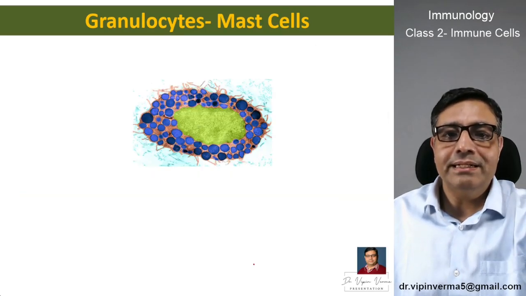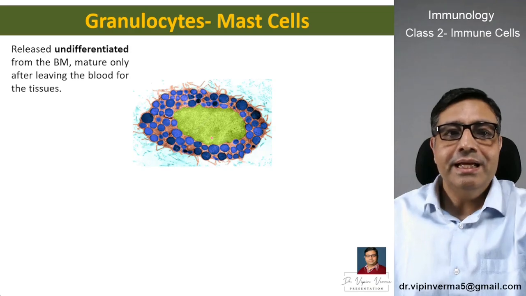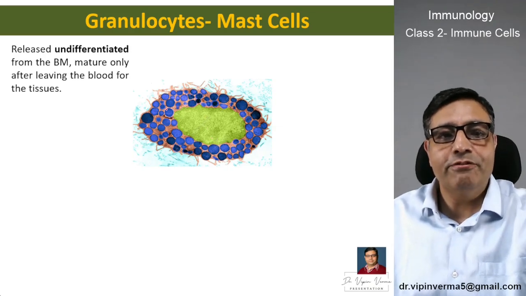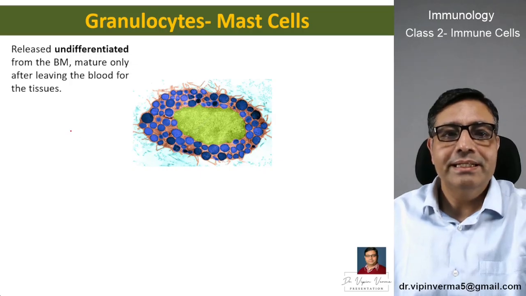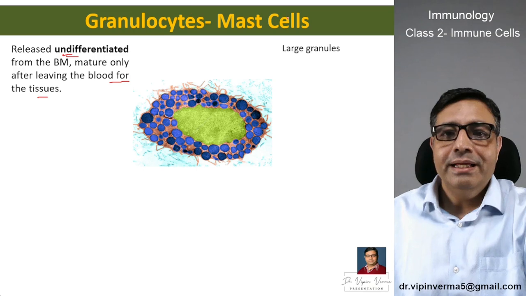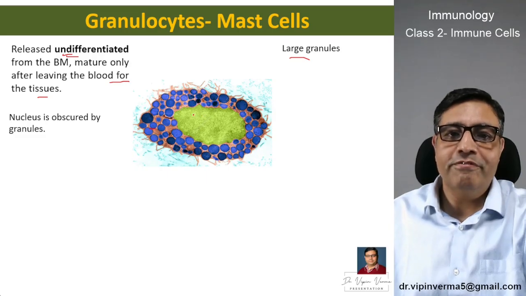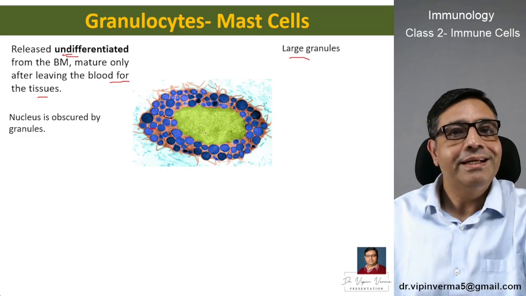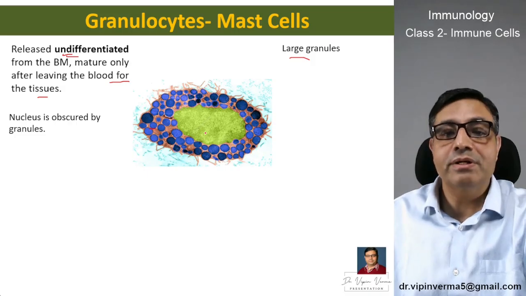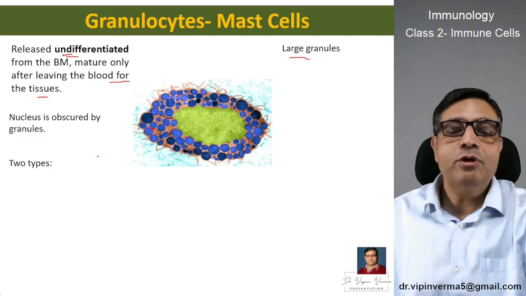Now you see the mast cells. In mast cells, most of the granules surround the nucleus here, and they are released undifferentiated from the bone marrow. The important part is that they are released undifferentiated from the bone marrow, and they mature only after leaving the blood for the tissue. They have large granules, and their nucleus is obscured by granules. Even in this picture you cannot find the nucleus clearly, and under the microscope you will find that the granules obscure the nucleus because the granular content is very high in mast cells.